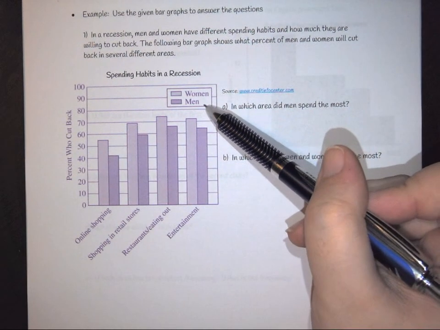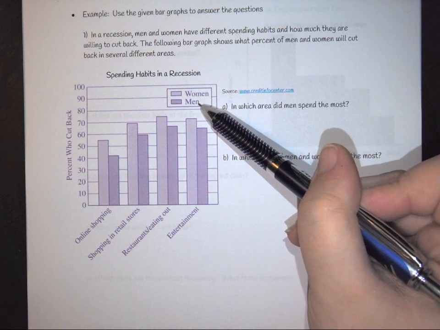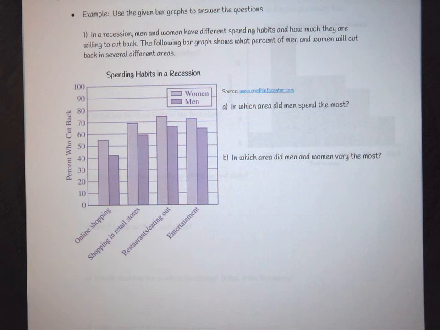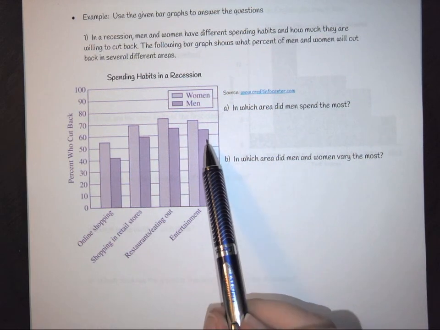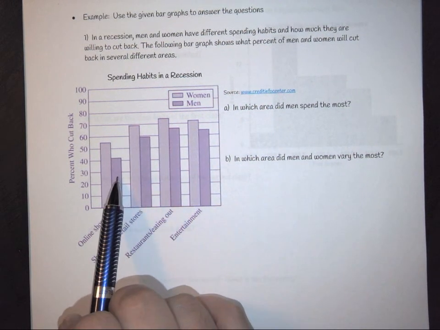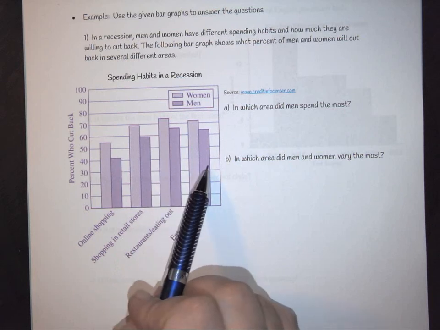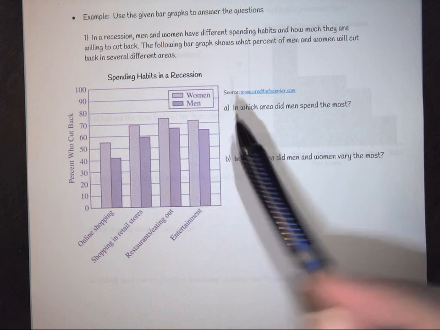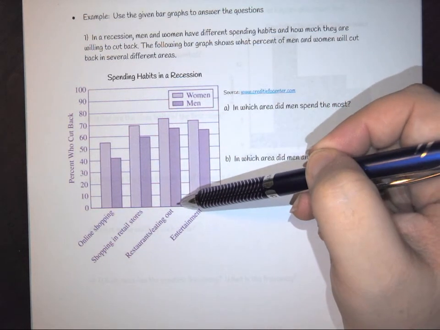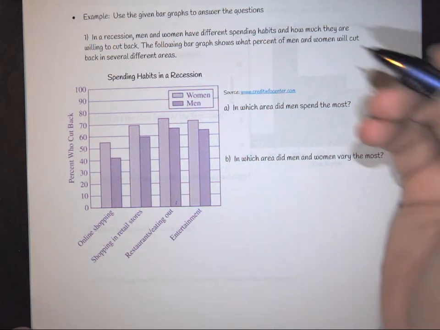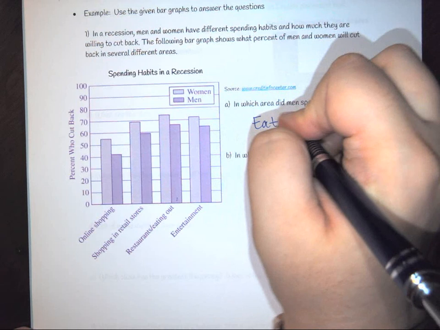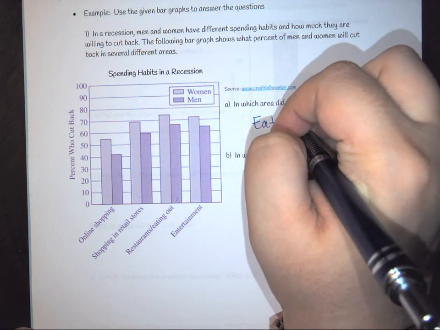So notice, men and women are my key. Men are dark shades. Women are the light shades. And we're looking at where are the dark shades the highest. So you kind of have to look at the different dark shaded bars. And when we're talking about where men spent the most, you can see that very clearly eating out is the highest bar. So here you would be able to state that you are eating out.